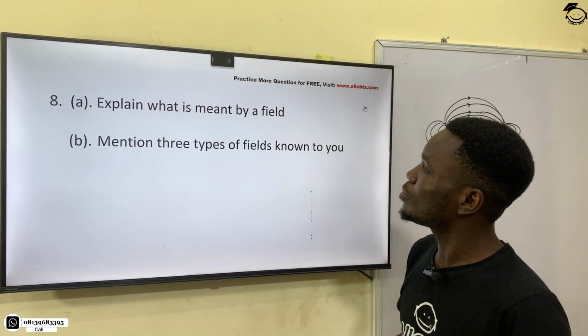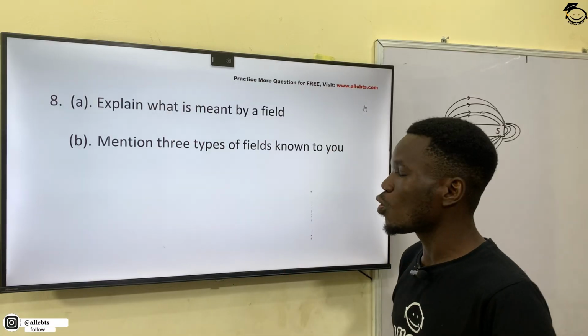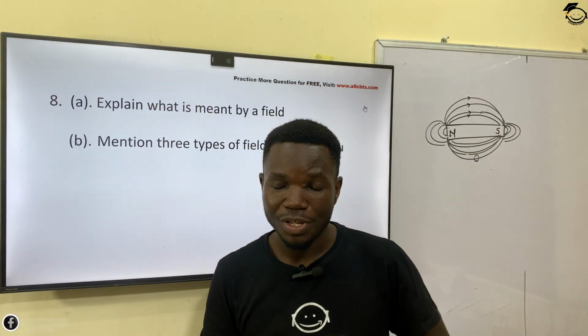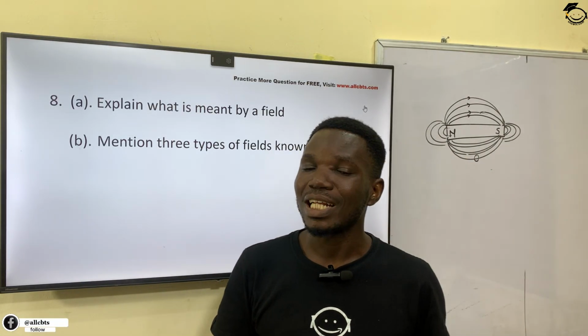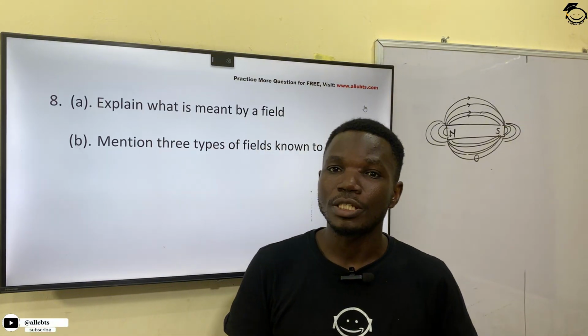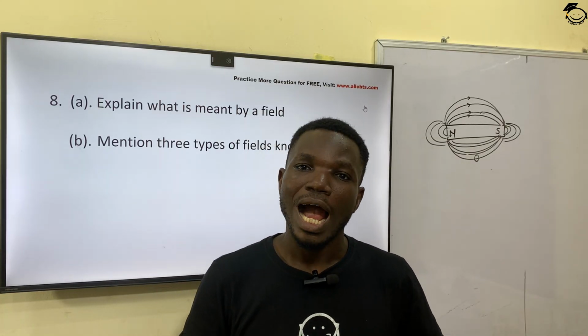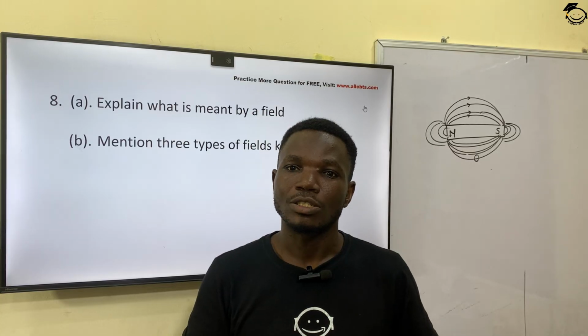Question number 8b says, mention 3 types of fields known to you. Examples of the types of field that we have are the magnetic field, we have the electromagnetic field, we have the gravitational field, we have the electric or the electrostatic field. So all of these are the types of field that we know.